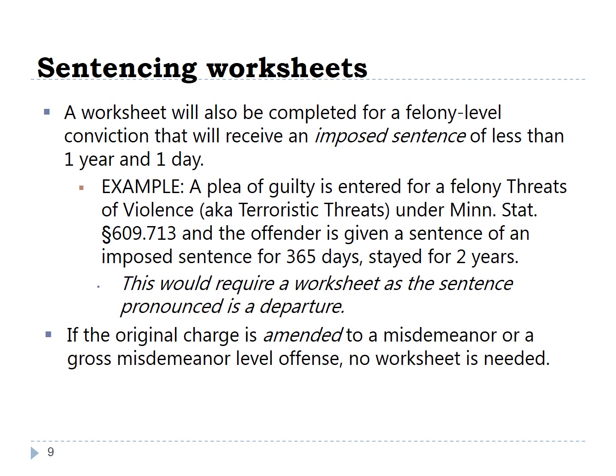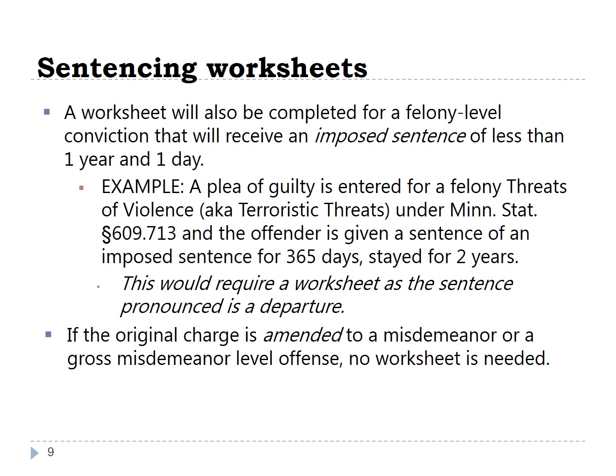For example, a terroristic threat, now known as threats of violence, is an offense with only a felony level. Therefore, to amend the charge to a misdemeanor or gross misdemeanor level offense, the prosecutor must amend the charge to a completely different offense, such as disorderly conduct. If the prosecutor wants the offense to remain at the felony level for conviction purposes, but will accept a sentence at the misdemeanor or gross misdemeanor level, this is a departure.